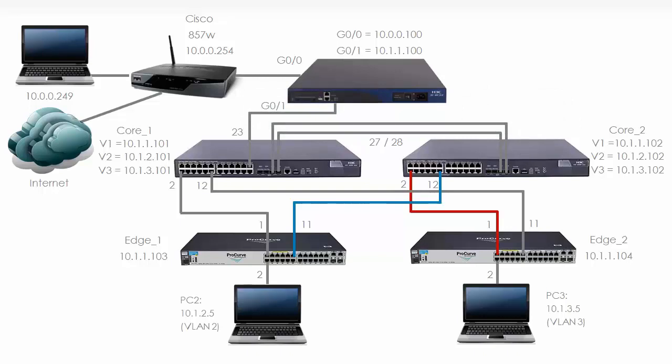So let's now optimize spanning tree by using multiple spanning tree, making sure that core 1 is the root for VLAN 2 and core 2 is the root for VLAN 3. Now in the real world, this would make more sense if you had multiple VLANs on your access switches and where you had a much larger topology. But see this more as an exercise in teaching you how to configure multiple spanning tree and optimize spanning tree, and the principles you learn here can then be applied in a larger environment.